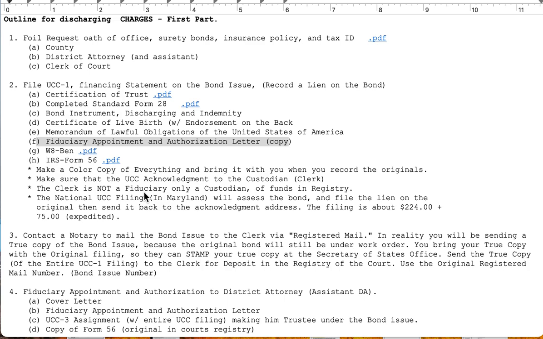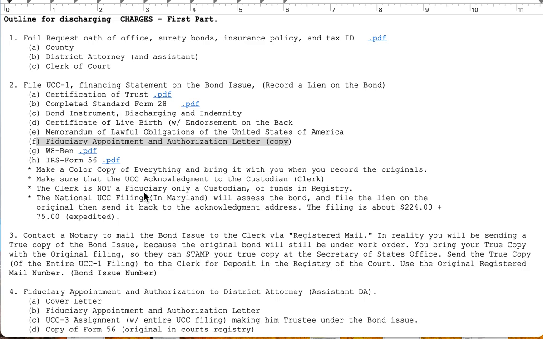So the first UCC1 filing is just you put the whole bond together, you file the UCC1 on the bond, then you send the bond to the clerk to be deposited in the registry of the court. The clerk is not the fiduciary under the bond. The clerk is not the trustee under the bond. The clerk of court is only the custodian of the bond.